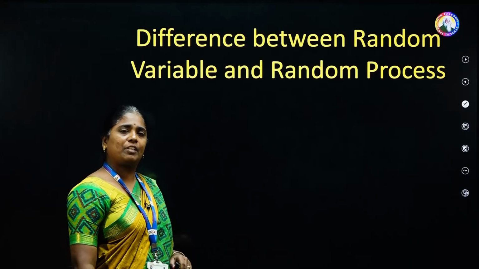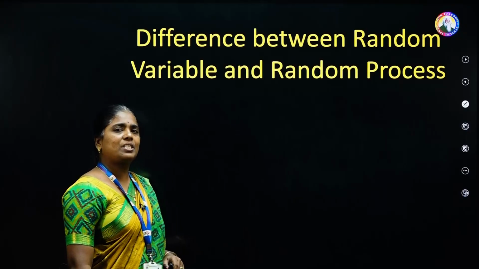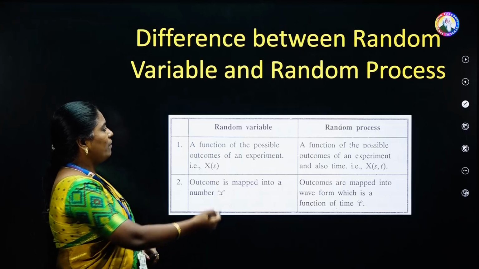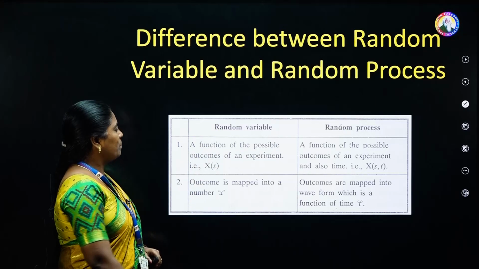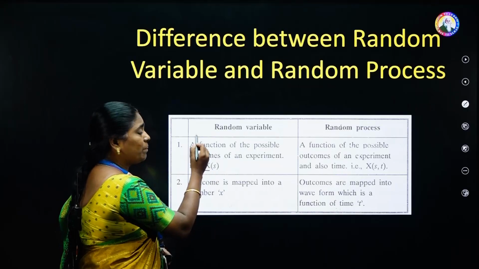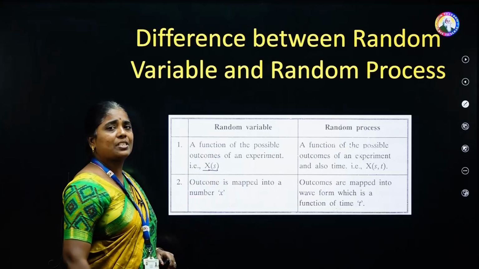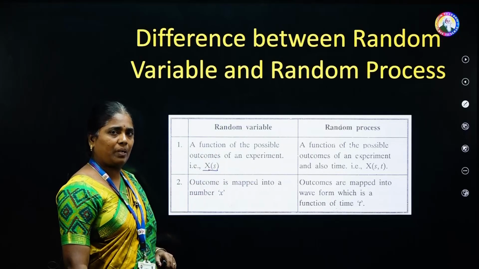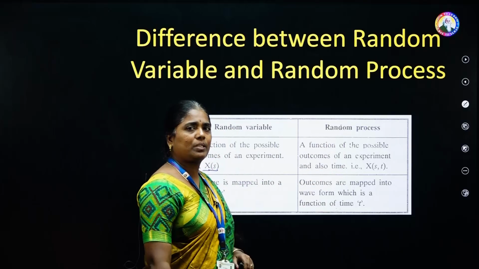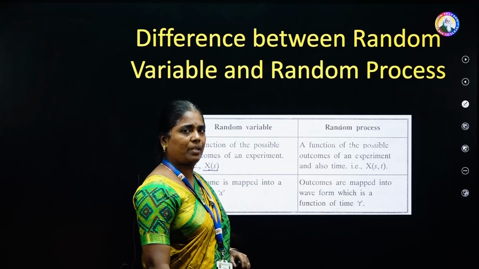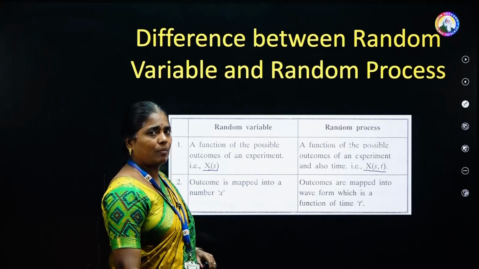We have to know what is the difference between the random variable as well as the random process. What is the definition of random variable? The random variable is nothing but the function of the possible outcomes of an experiment. That means if x is a random experiment you are doing, then it is a function of the sample space S, that is x of s is known as the random variable. Whereas random process is a function of both the sample space S as well as the time t. Hence it is indicated as x of s, t.